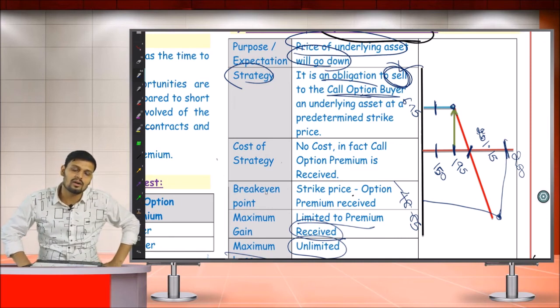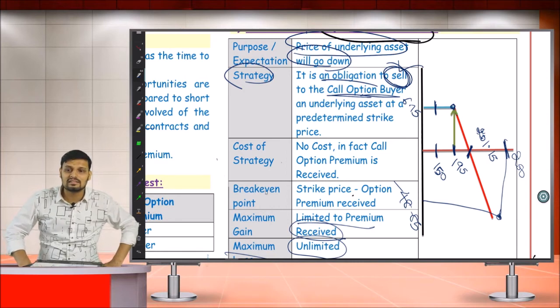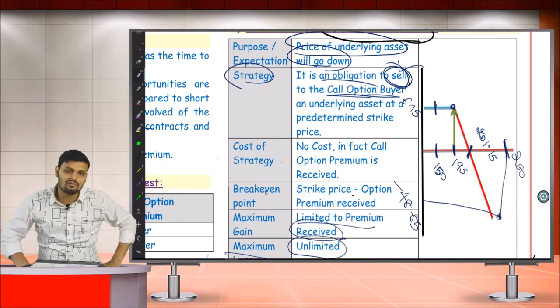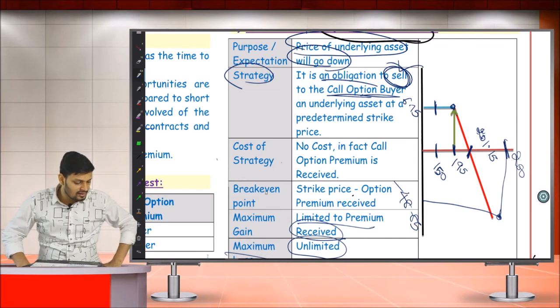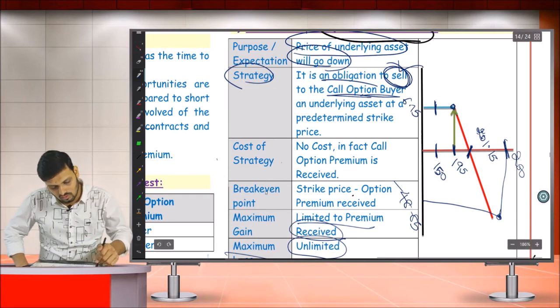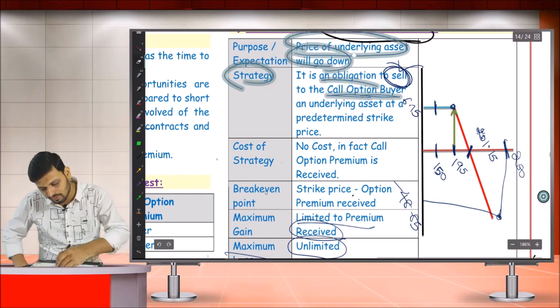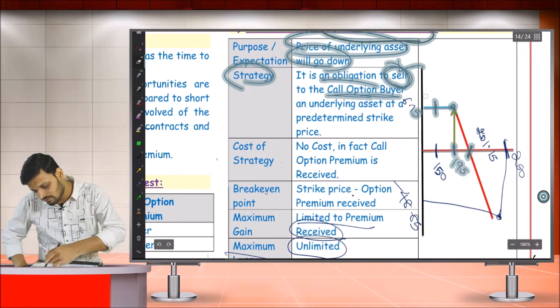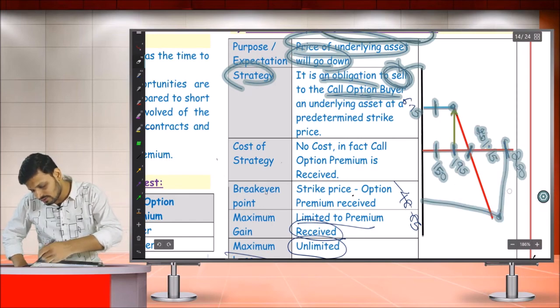I hope you are able to understand this now with logic, with the storybook, with my explanation. All of these have become very easy for you to understand. If still there is any issue, just let me know. I will try to solve it. I'll try to sort it out. Do text me up in the group. So this was from the viewpoint of the call option seller.